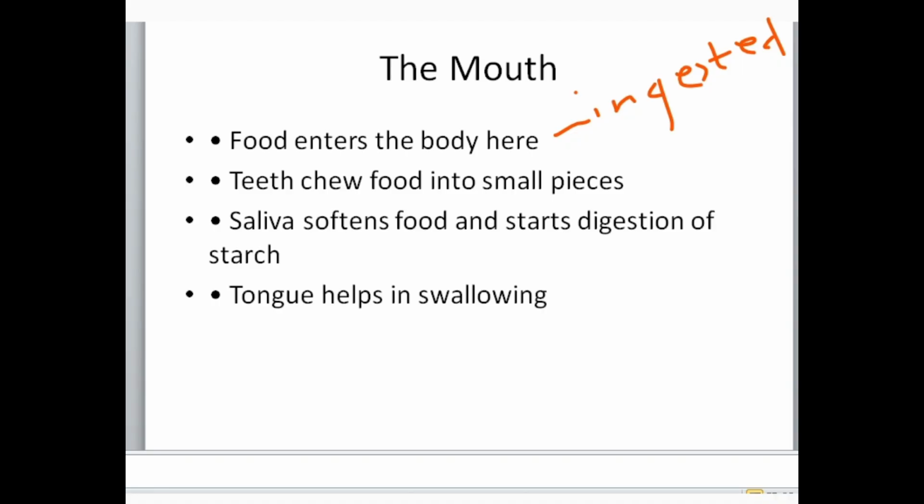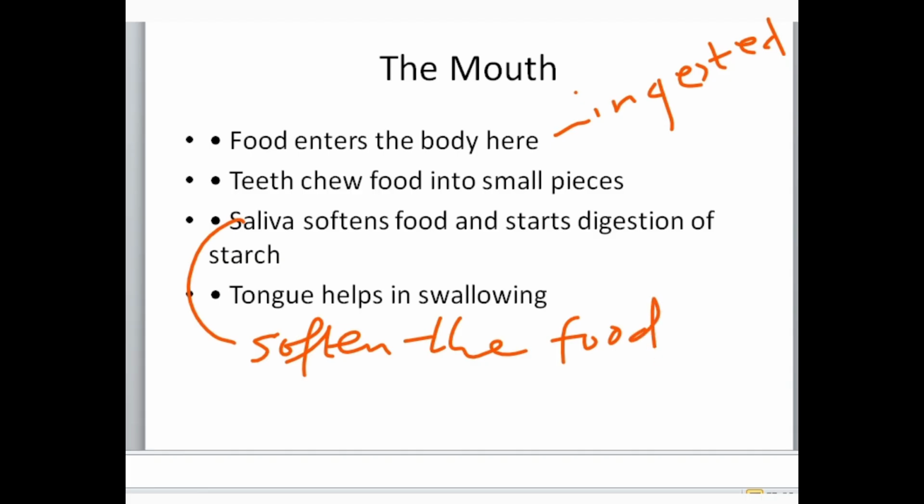Now, as the food is ingested in the mouth, the teeth help to chew the food into smaller pieces. The food mixes with the saliva, and the saliva helps to soften the food. Now, the saliva contains an enzyme called ptyalin.